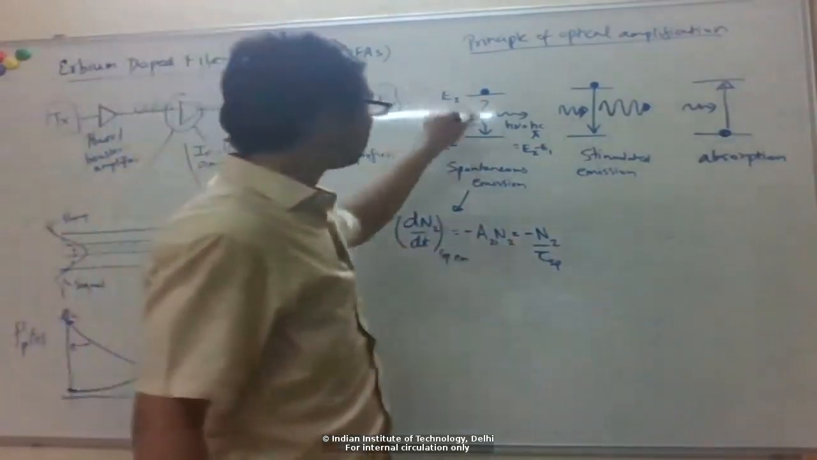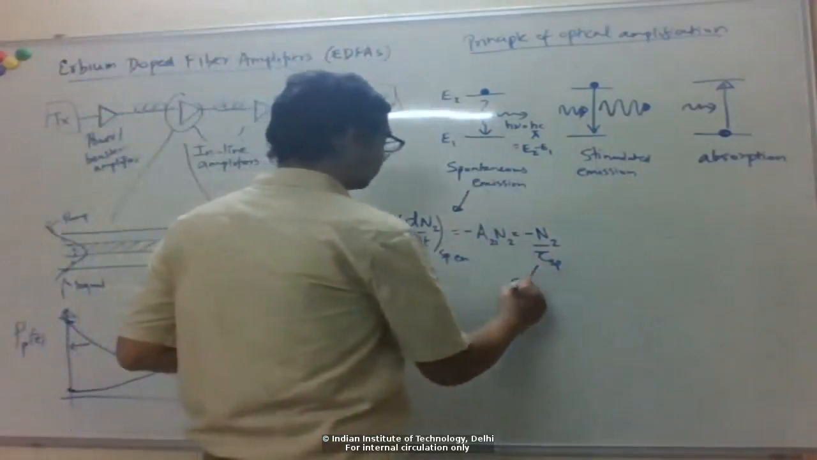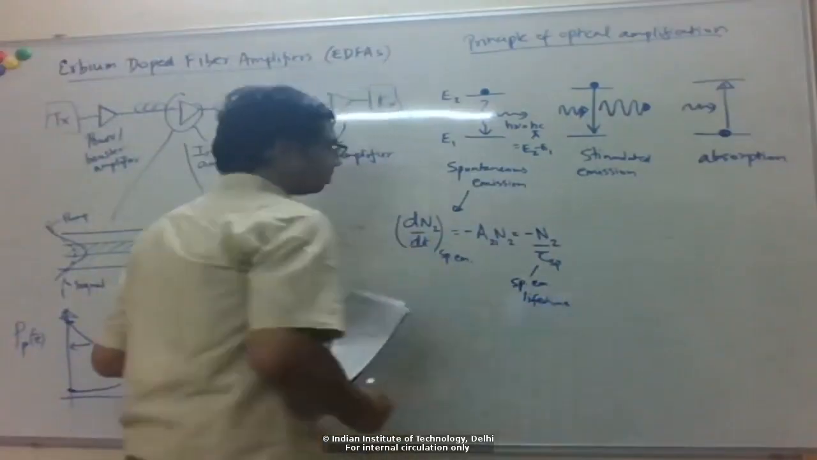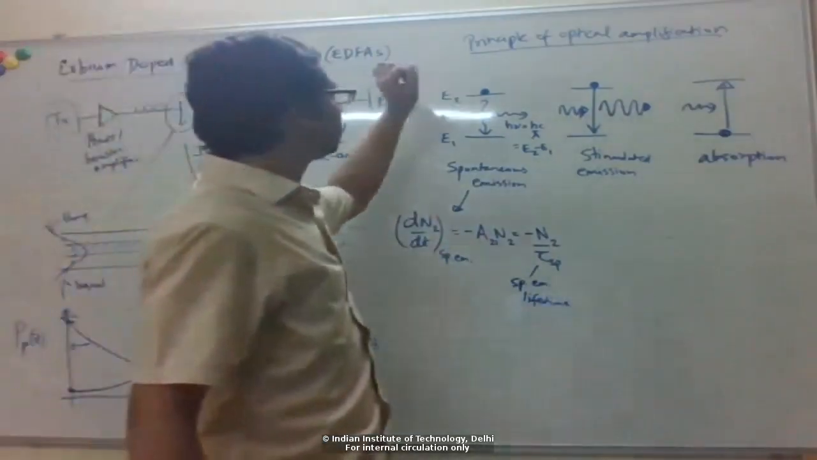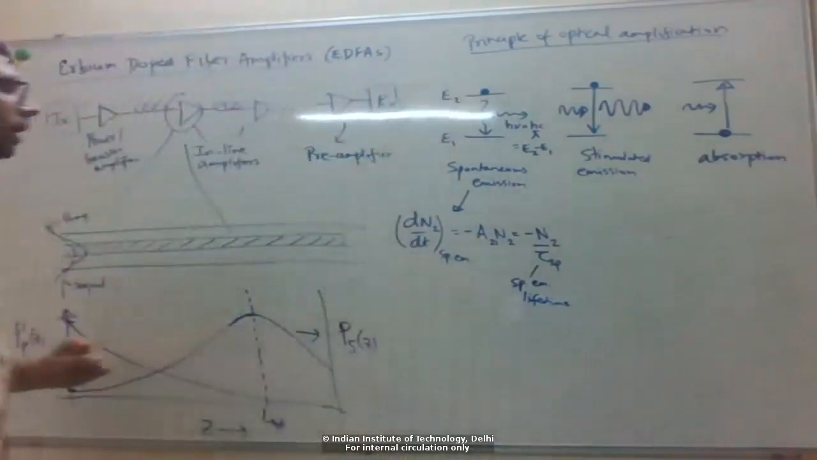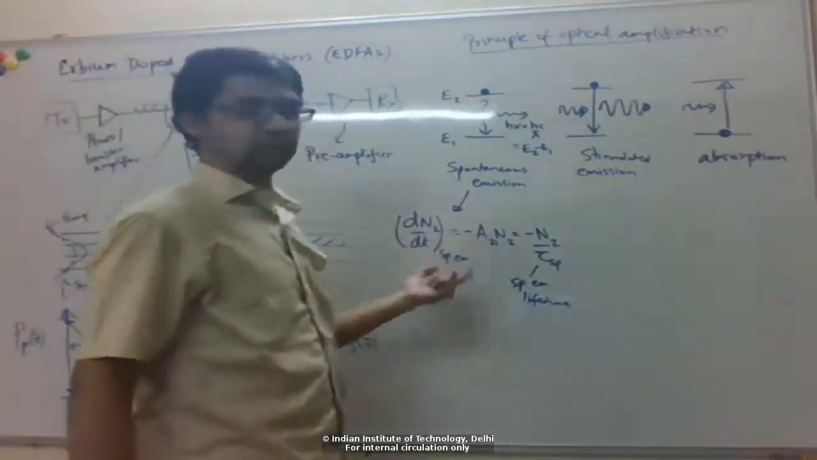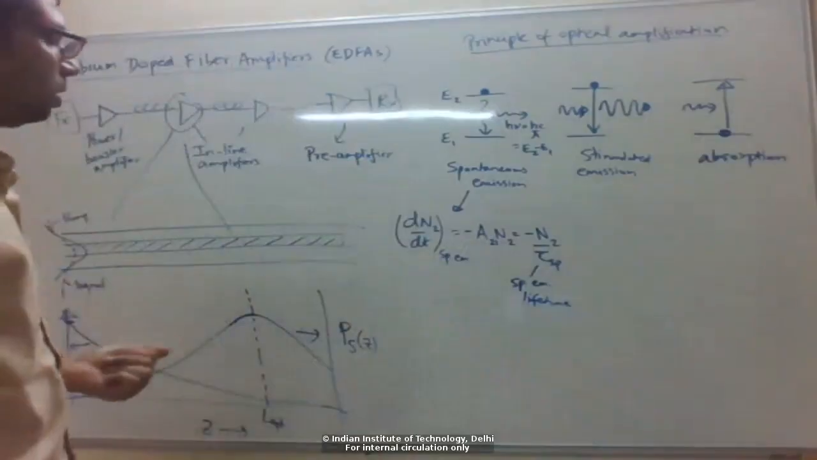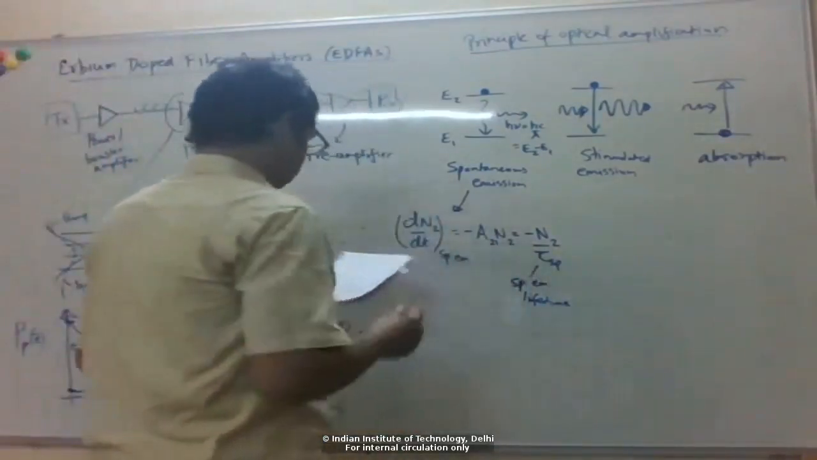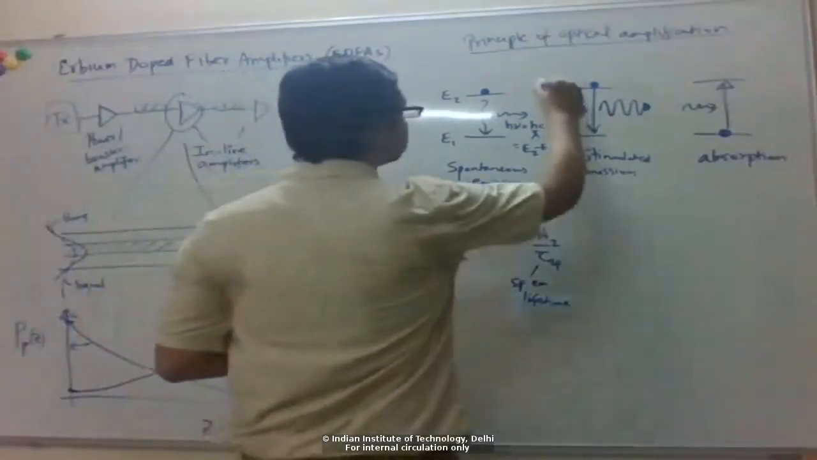Okay, so the upper level has some lifetime tau sp. This is the spontaneous emission lifetime, or the lifetime of the upper state. Basically, on average, if you put an atom in the excited state, how long does it stay before decay? And this A is known as the Einstein A coefficient. You might have also heard about it, because it was Einstein who wrote down these equations for the first time.